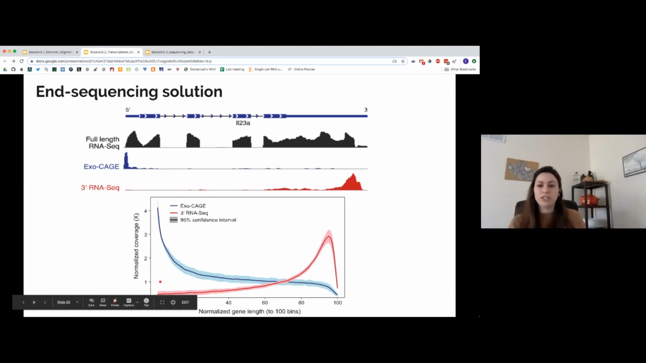So because genes have different sizes, we just normalize this by gene length. So instead of using the actual length of genes in bases, we use bins. So you see that the accumulation of reads in the 3' bias libraries happens in the final end of the genes, and the accumulation in CAGE data, for example, happens in the 5' end of genes.